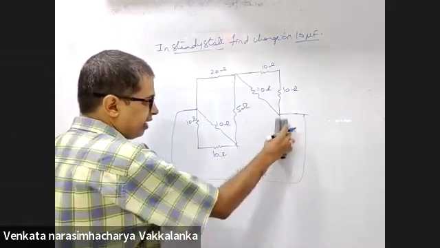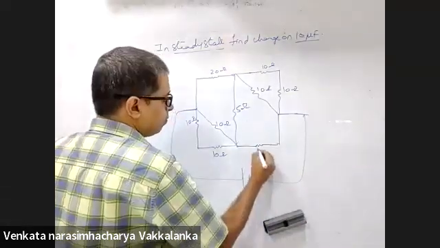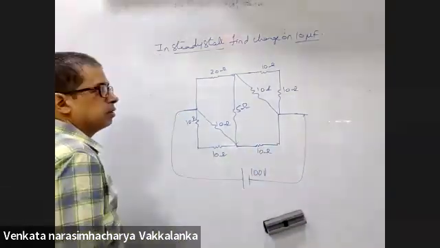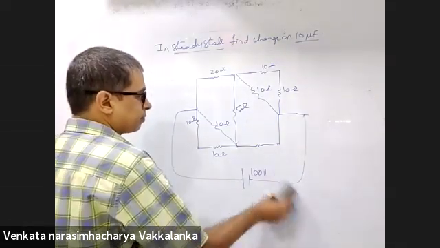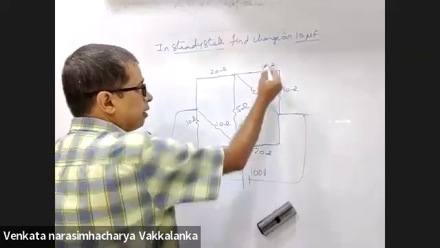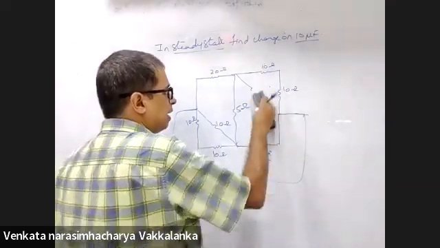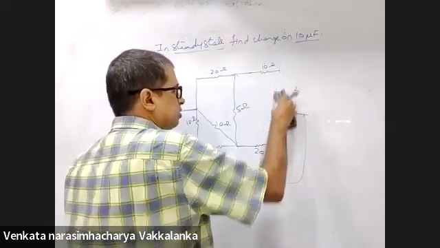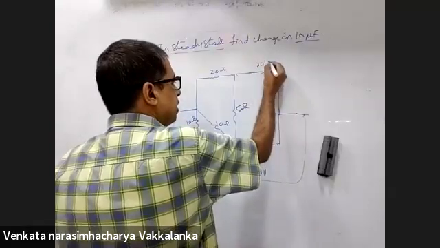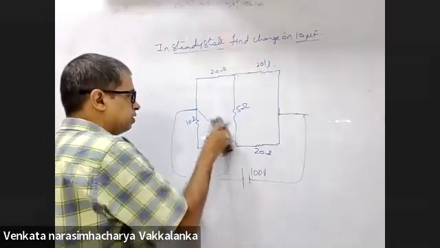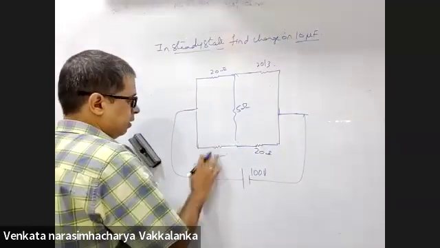Similarly, 10 and 10 are in series. Sorry, 20. Yes, sir, 20, sir. Now 10 and 10 are in series. 20 and 10 are in parallel. How much will the equivalent resistance be? 20 by 3. This will also be 20 by 3.